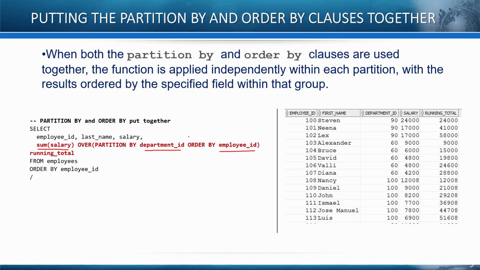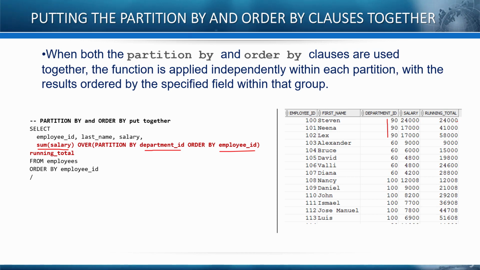So here we have a partition by department ID and then ordered by employee ID. So the sum function is first applied independently within each department, and then a running total is returned within each of those departments ordered by employee ID. If you look at this example, we have department ID 90, which has 3 employees, Steven, Nina, and Lex. And for each of them, we have the corresponding individual salaries.